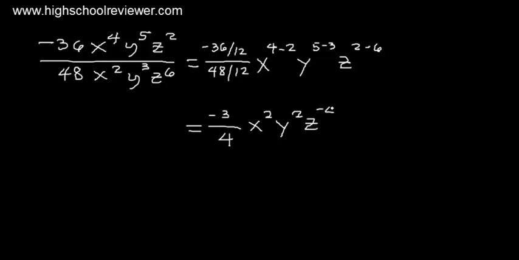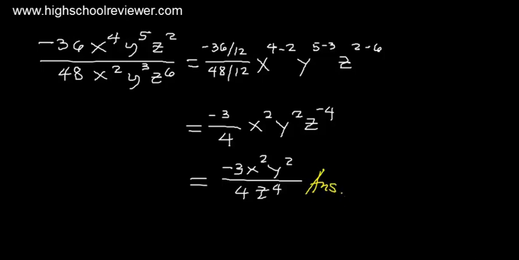And for our numerator, this will now be negative 3, and all the bases with positive exponents will be here in the numerator. So we have here x squared, y squared, and for the denominator we have here 4, and then z, the exponent now will become positive 4. So 4z raised to 4. Therefore, negative 3x squared y squared all over 4z raised to the 4th. This is our final answer.